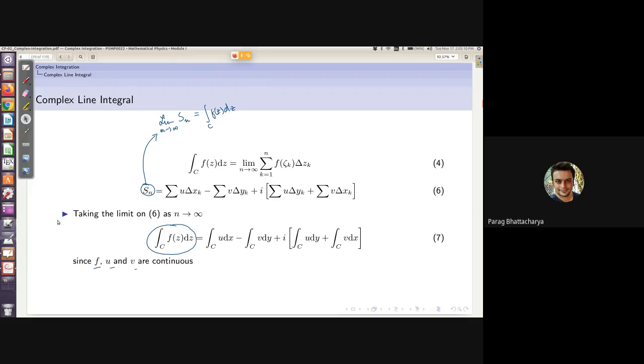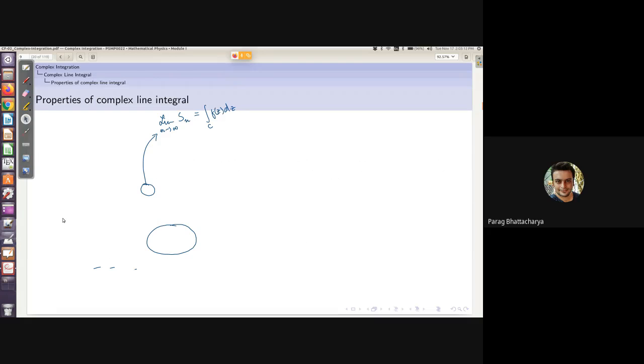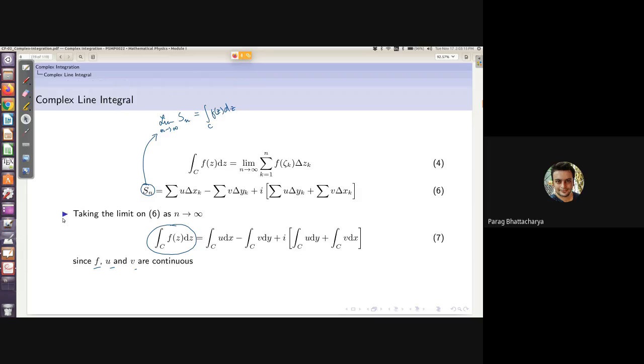Properties we'll do in the next class. Maybe in the next class, we'll do some examples, some problems. I'll show you how to apply this formula to evaluate the line integral. And then we will study some of the properties of these complex line integrals.